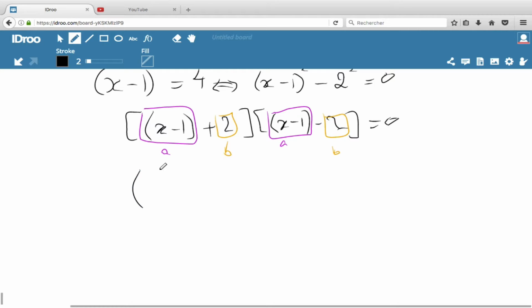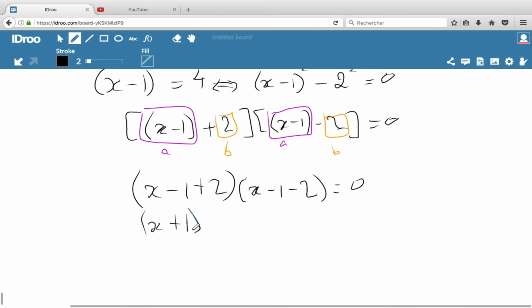We can compute and say that's x minus 1 plus 2 times x minus 1 minus 2 equals 0. So that's x plus 1, because 2 minus 1 is 1, times x minus 3, because minus 1 minus 2 equals minus 3. And now we have this kind of stuff. Which numbers can get 0 when we make a multiplication? And the answer is only 1. Only 0 can get 0 with a multiplication.